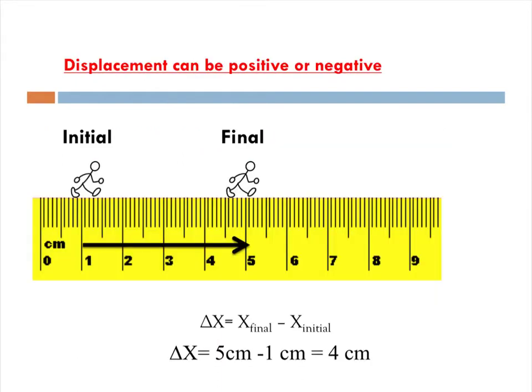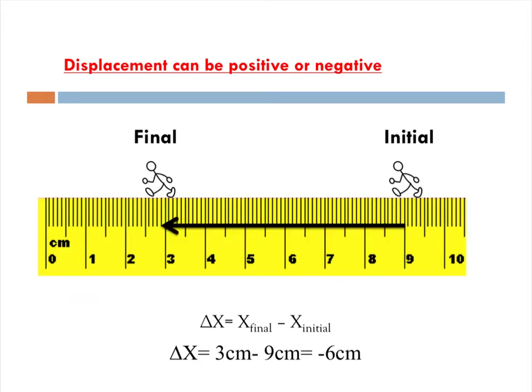So this is a very basic example of displacement. Here you see a little guy going from an initial position of 1 centimeter to a final position of 5 centimeters. So always final minus initial, giving you a displacement of 4 centimeters. Because it is positive, it's telling you that it is displaced to the right of where it began.